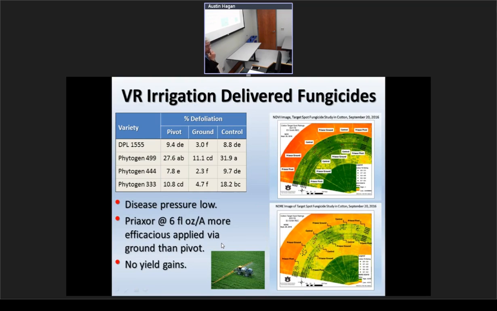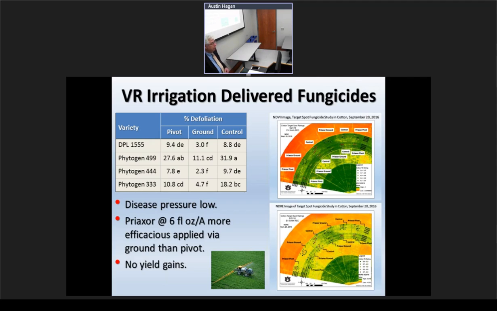One other possible delivery system that we looked at was a VR irrigation system. This was a test that was run last year in central Alabama, not the highest disease pressure. We had 4 varieties out there, and we used the pivot. We had a ground application with a large Hagan sprayer. This was not a plot sprayer. And we had a non-spray control. And we really didn't have as much disease pressure as we would have liked to have seen out here.